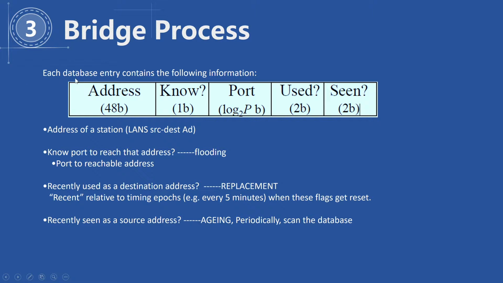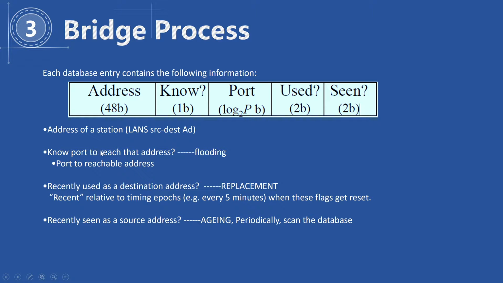We can look at each database entry, which contains 5 parts. The address of the station is aligned with the source and destination address. When a frame comes in, the bridge will check the database to find whether the address exists or not. If it is a new address, the bridge just creates a new database entry and floods the frame to other ports, excluding the arrival port. If the destination address is known, it just forwards the frame directly to the reachable port.